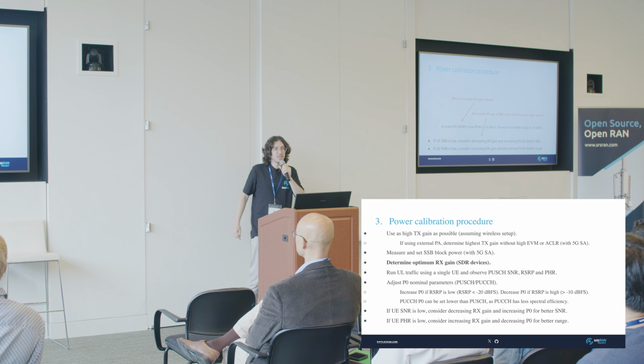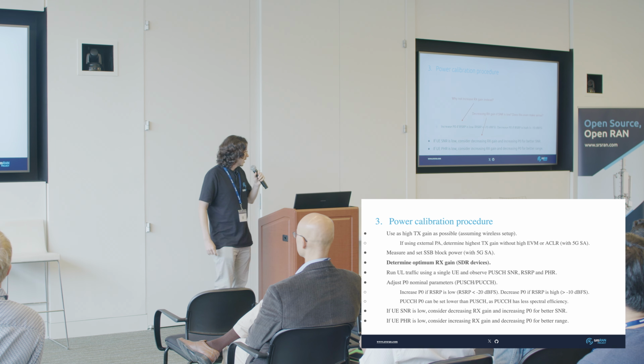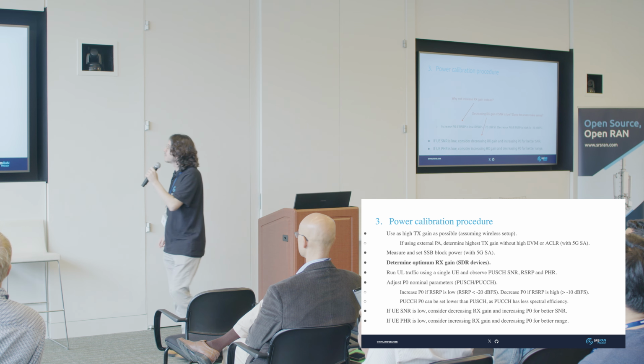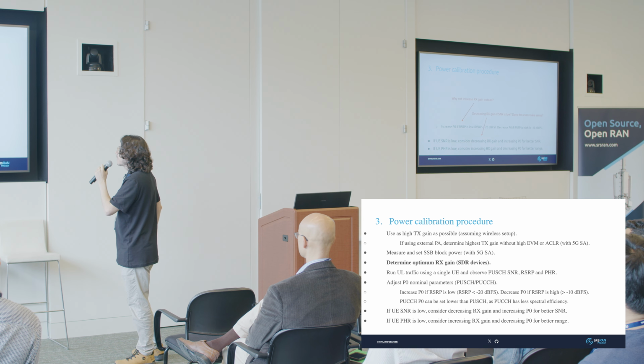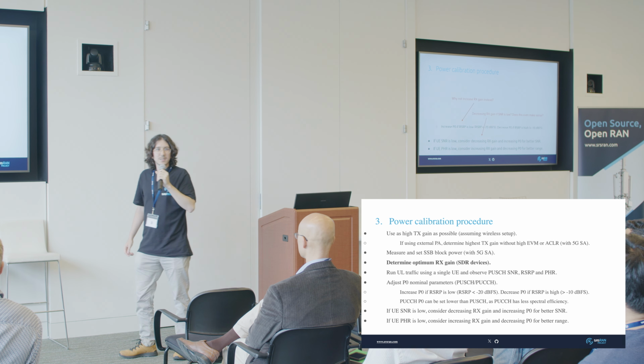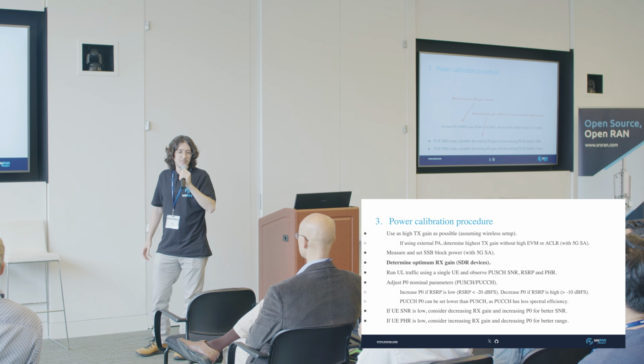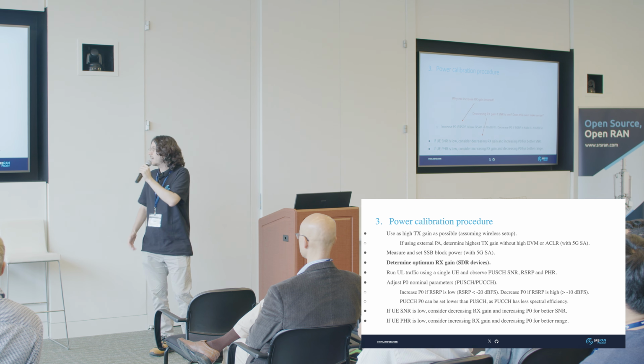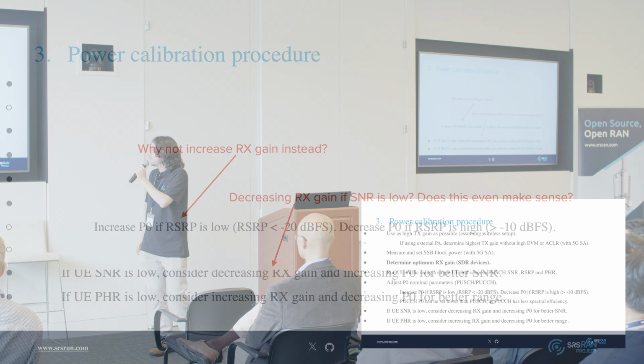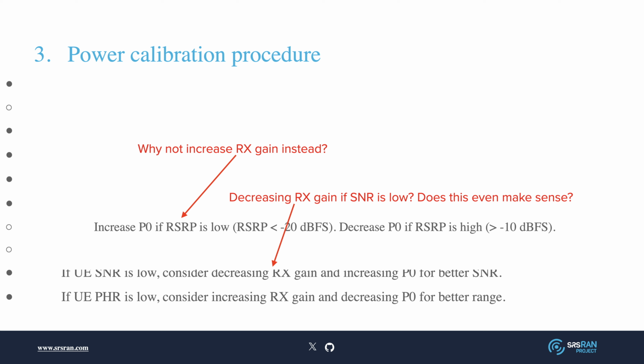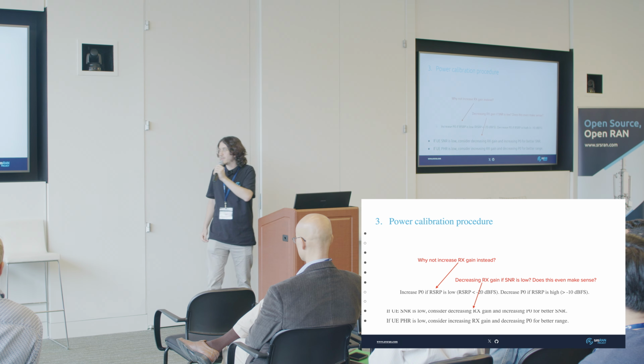After this explanation, you might have some questions. So, first of all, I say, increase the P0, so increase the power spectral density target if the srsRP is low. And by low, I mean below -20. This -20, by the way, is just a value. Normally, we try to be between -10 and -15, but it's just to have like 10 dBs of range.